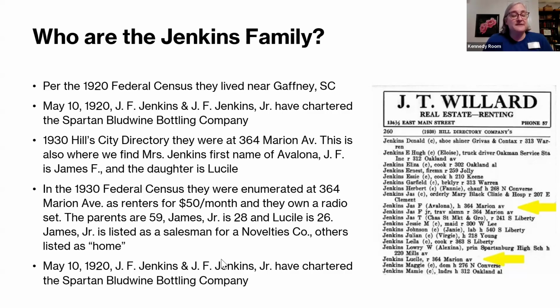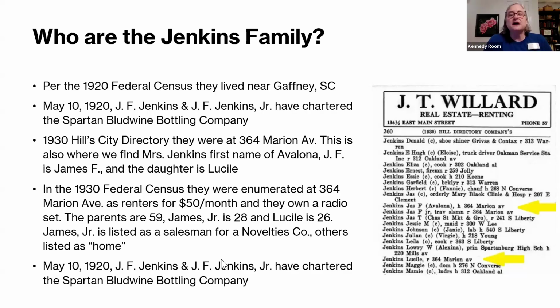In the 1930 federal census, they were enumerated at 634 Marion Avenue as renters for $50 a month. They did own a radio set. The parents are both 59 years of age. James Jr. is 28, Lucille is 26. And James Jr. is listed as a salesman for a novelties company. Others were listed as home. So James Jr. was the one earning the money for the family.